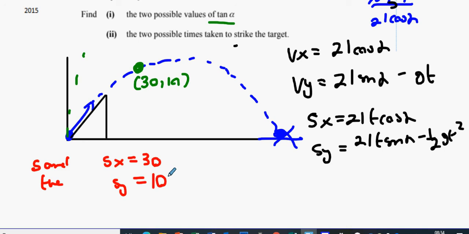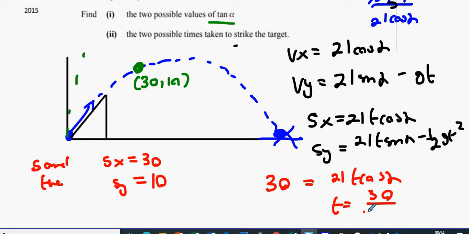So what we're going to do next? Okay, let's just go for the Sx equation. So what's the Sx equation, guys? 30 equals 21t cos alpha, and then t on its own is 30 divided by 21 cos alpha, which is 10 over 7 cos alpha.